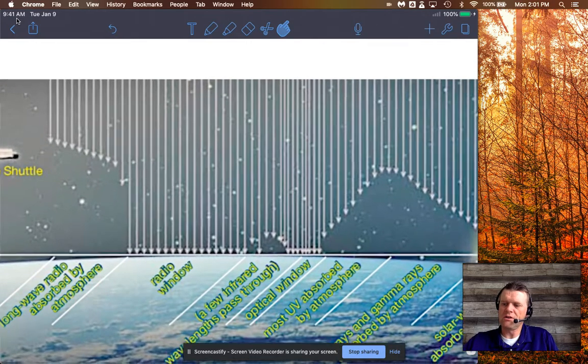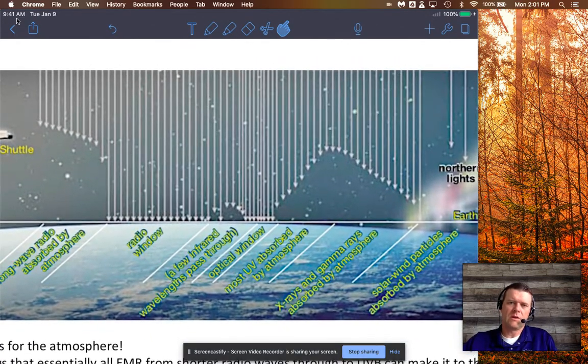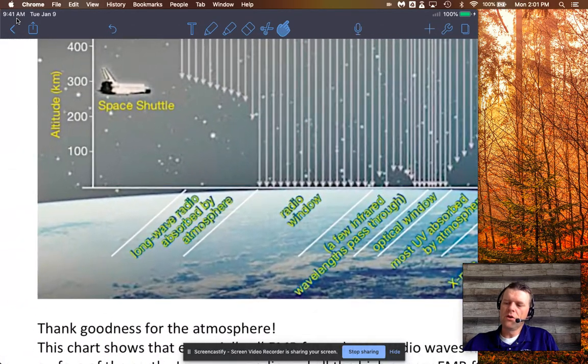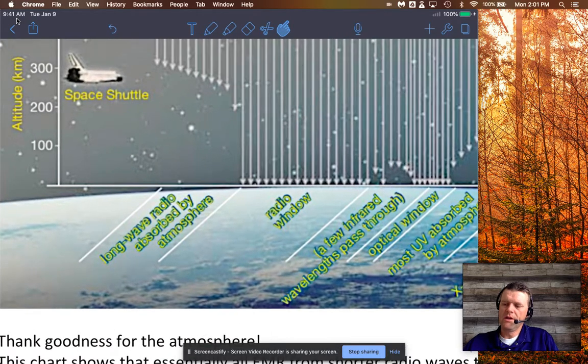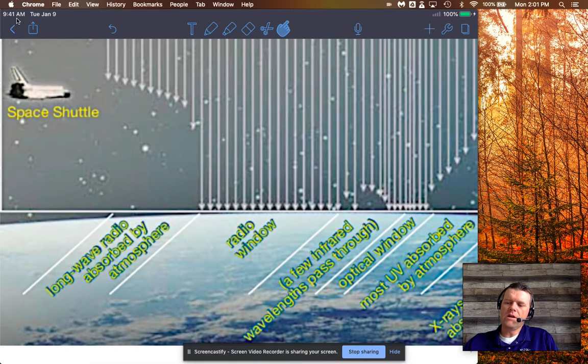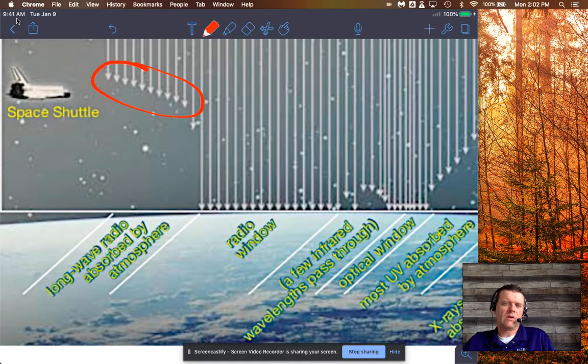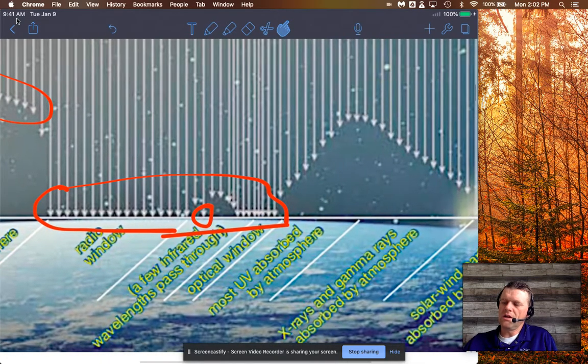All these white lines here are showing different kinds of electromagnetic radiation coming from the sun. If you'll note here, the bottom says what's absorbed. So long wave radio waves are absorbed by the atmosphere. You can see their white lines right here, they never make it to the Earth. But what does make it to Earth are all of these. So the radio waves, there's some infrared that makes it, and then definitely visible light and some UV. All of that's the type of energy that's making it to the Earth.